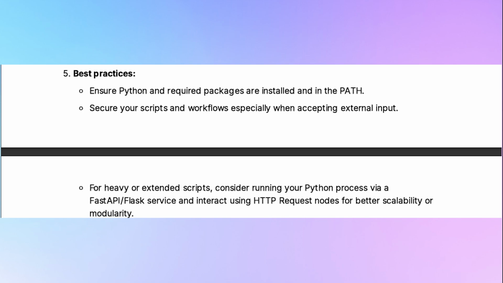And for heavier, extended scripts, consider running your Python process via a FastAPI or Flask service, and interact using HTTP request nodes for better scalability or modularity. So these methods allow you to run Python scripts directly as a part of n8n workflows, enabling advanced computation, data processing, and automation.